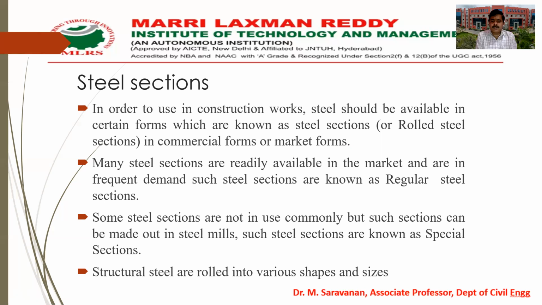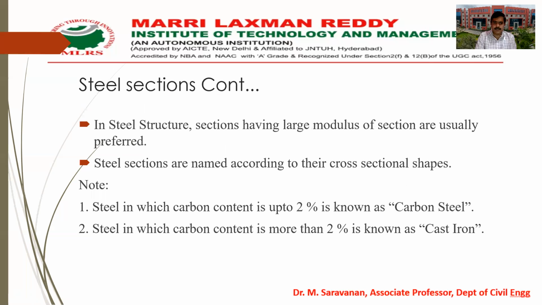Many steel sections are readily available in the market and are in frequent demand. Such steel sections are known as regular steel sections. Some steel sections are not in common use, but such sections can be made in steel mills for some special places. Therefore, those are called special sections. So structural steels are rolled into various shapes and sizes.